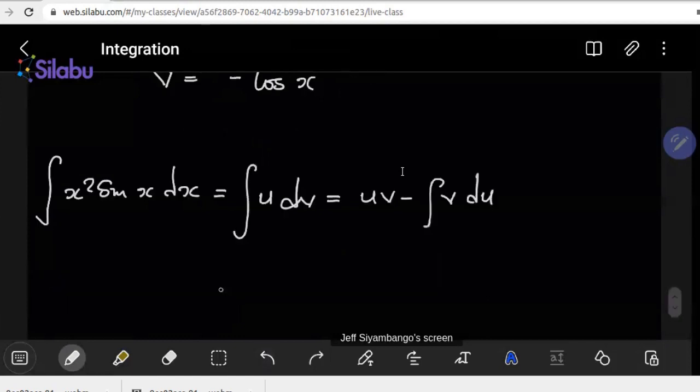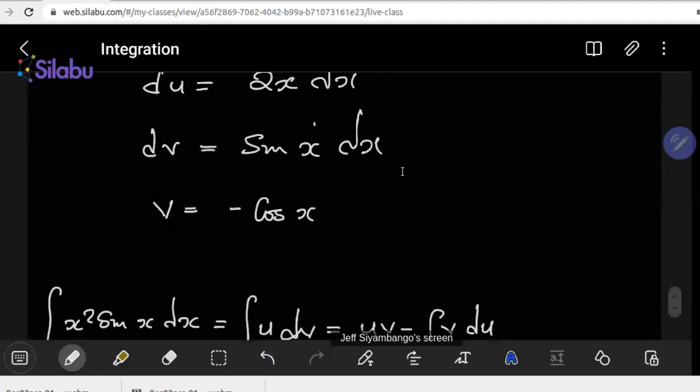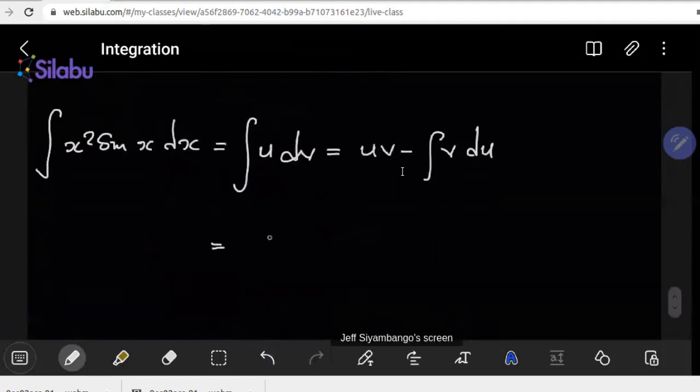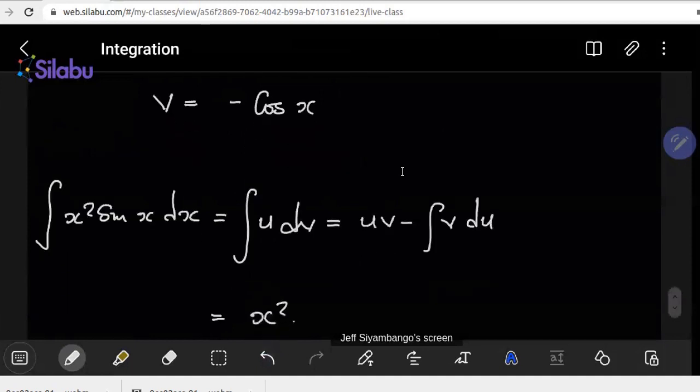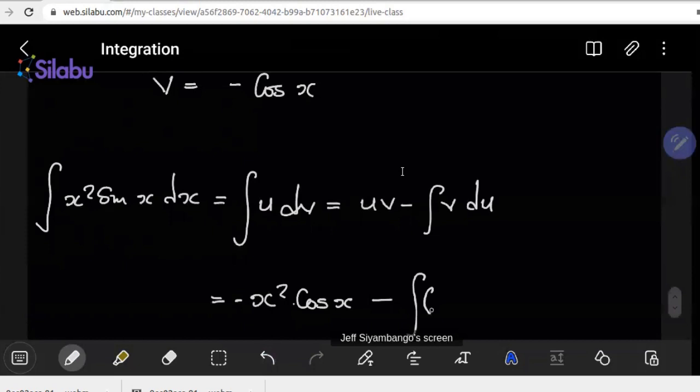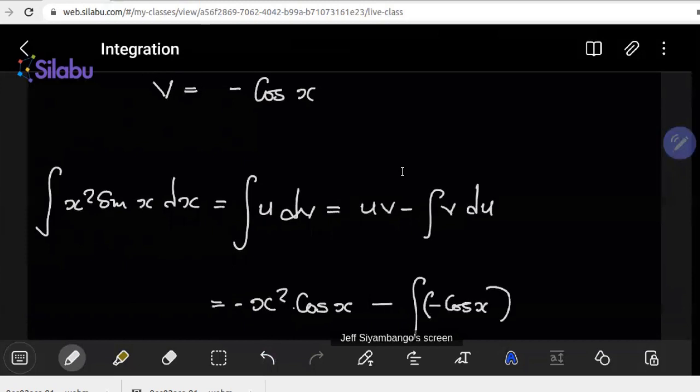Next up, we can substitute our u. We actually defined it as x squared, so that is just x squared there. Next, we have our v. Our v is minus cos x. So the minus comes here. Then we have cos x here. Then minus this one in the middle, the integral of our v. Our v is minus cos x. Then our du. Our du is this expression.